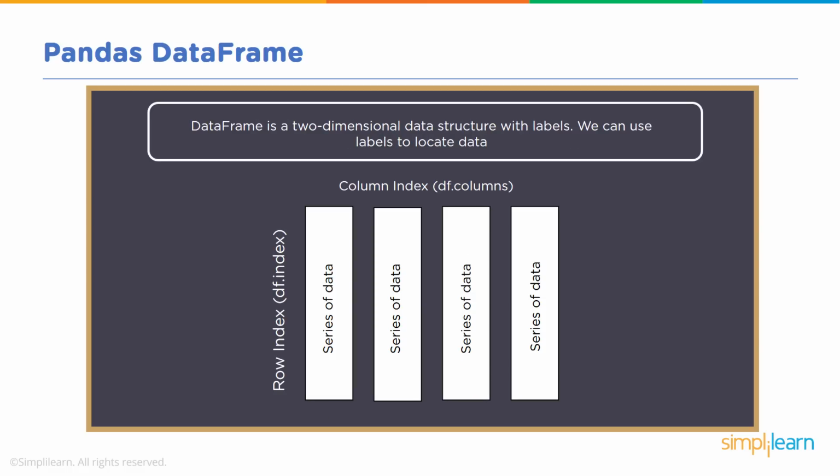And then a data frame is a two-dimensional data structure with labels. We can use labels to locate data. If we go back one, we had our index 1, 2, 3, 4, 5. In each one of these series, they would share the same index, the row index. So you have your row index, df.index, and then a column index, df.columns. This should be really familiar if you've done any work with spreadsheets like Excel. It kind of resembles that. This makes it a lot easier to manipulate data and add columns, delete columns, move them around. Same thing with the rows, so you have a lot of control over all of this.